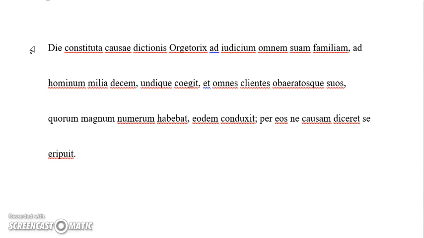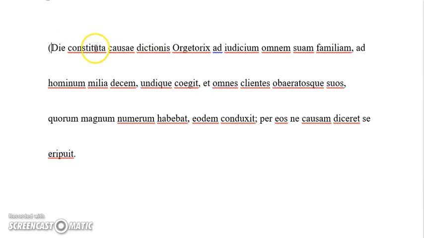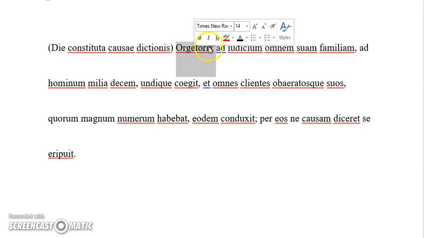Die constituta causae dictionis. This is a prepositional phrase, ablative absolute. There's several ways to actually do the literal translation, but what it comes out meaning is on the day appointed for causae dictio. Remember, that means pleading the case. Orgetorix ad iudicium.